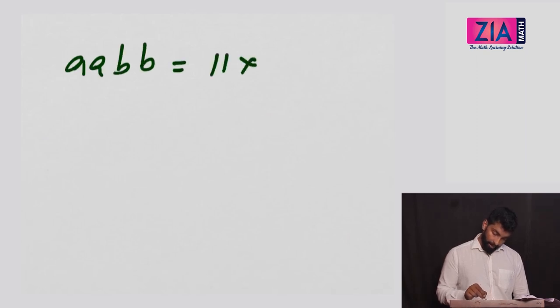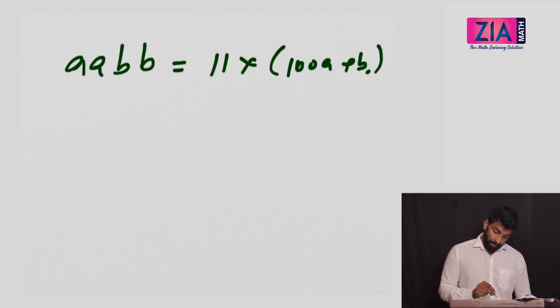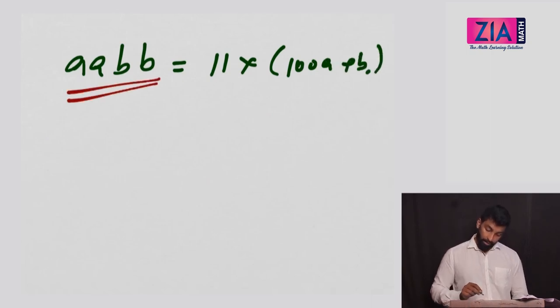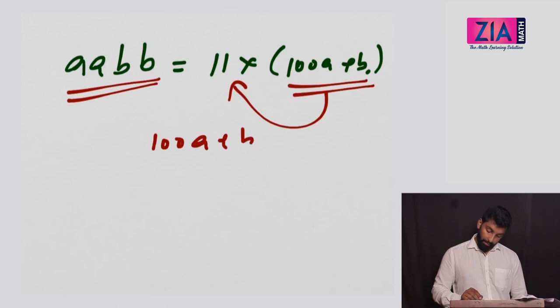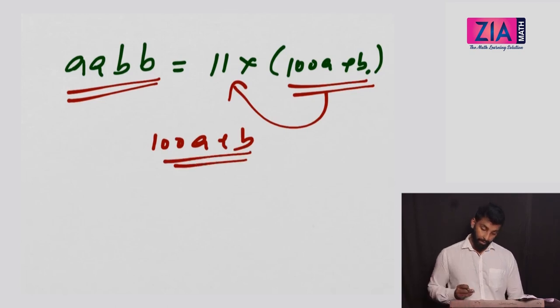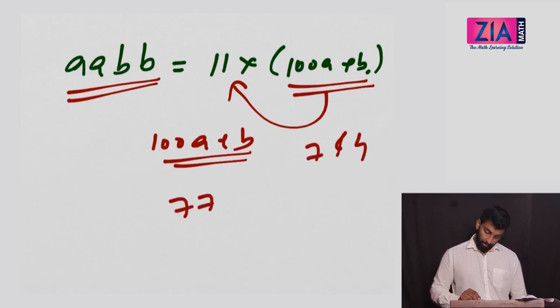Now in this question, the 4-digit number, you can write it as AABB, which can be expressed as 11 into (100A plus B). Since it is given that this is a perfect square, 100A plus B must be divisible by 11. So 100A plus B must be a multiple of 11. Now the only possible values of A and B which can satisfy this condition are 7 and 4. That means this is 7744.